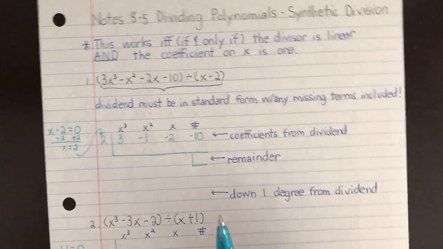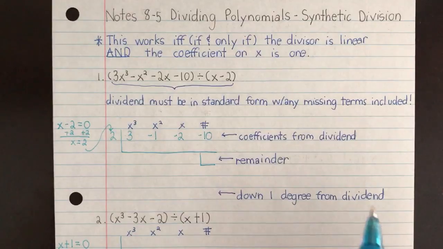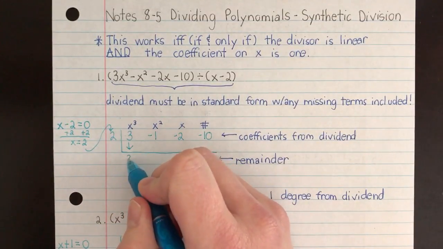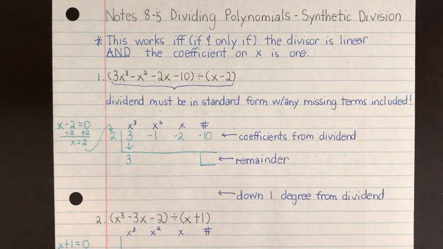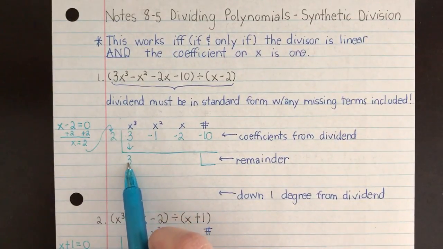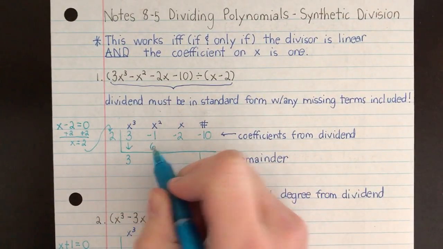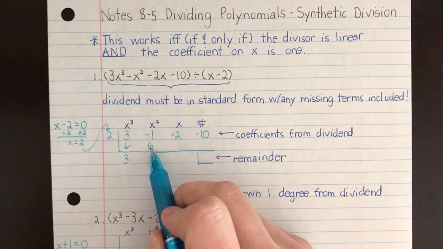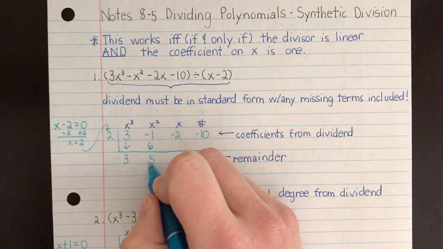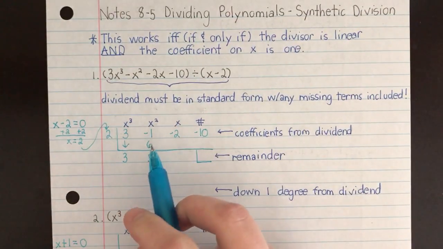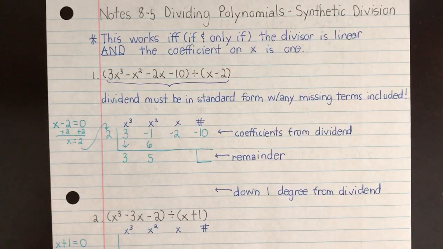Okay? And then from there, there's a pattern. It always works this way. Always drag down the first number, so that's 3. Okay, always do that. And then from there, we start a pattern. Multiply, add, multiply, add. So you take this number, 2 times 3, which is 6. That's what goes here. And then -1 plus 6 is 5. Okay, that's the difference between long division and synthetic division. Also, on synthetic division, you're always adding, never subtracting.